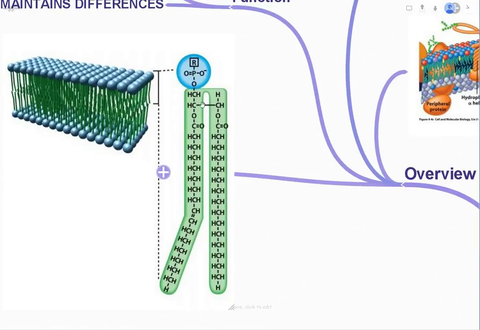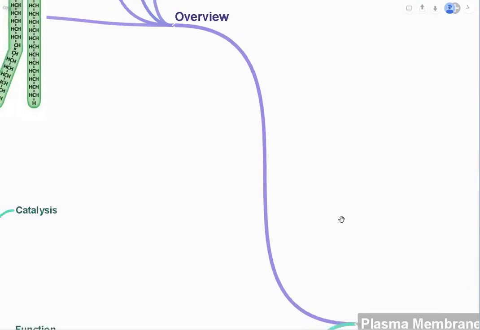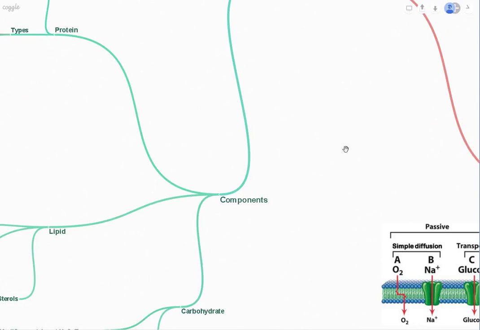There's a phosphate group, and there's two fatty acid tails. And right where there are double bonds, there is a kink. This will be important later. So now we go to the components.